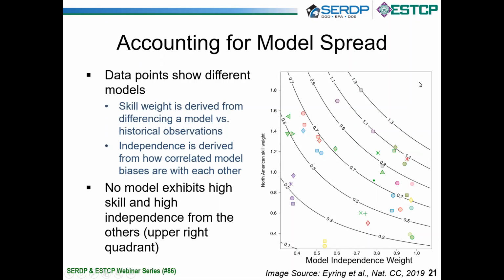point in the upper right quadrant of this figure, and that's kind of a problem because it indicates that there's no model that's independent of all of the other models and exhibits lots of skill. Because if there were, that'd be great, and that would be the one we would gravitate towards.